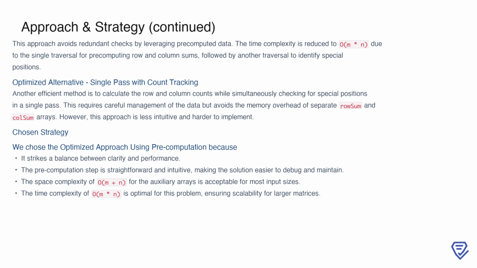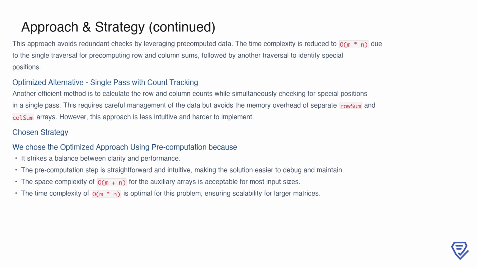Another possible method to consider is a single-pass approach, which involves calculating the row and column counts while simultaneously identifying special positions in one traversal. While this method is highly efficient in both time and space, it comes with added complexity, as it requires careful data management and is less intuitive to implement.